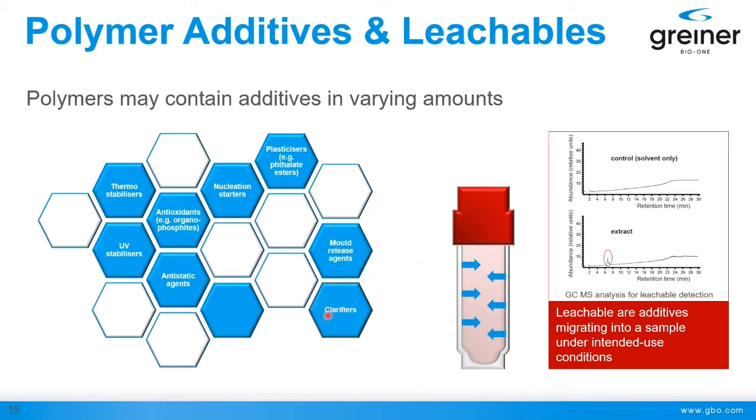I don't want to read through them, but mold release agent is one. We will see in a minute what this is. UV stabilizers, you can imagine, and so on. So these substances are sometimes present in the polymer. But it absolutely does not mean that all this stuff is extracted and really to be found in your stored sample. This is absolutely not the case.